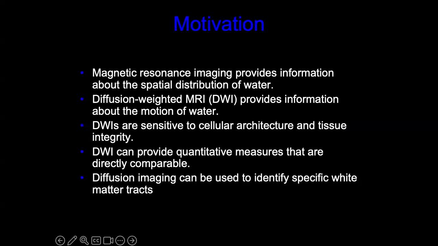And diffusion imaging can be used to identify specific white matter tracks to go along with your study. So DWI is a good tool to use for studying anything that may change the structure of that tissue. It's a very sensitive technique, but it's not very specific.